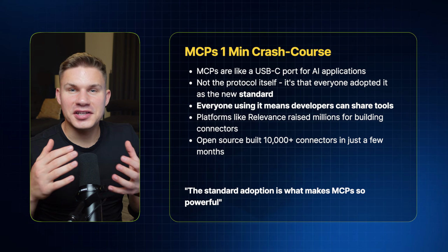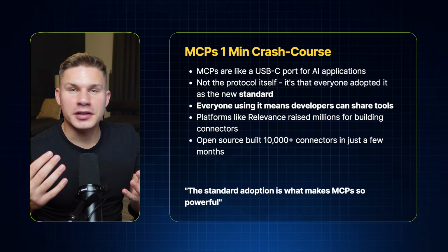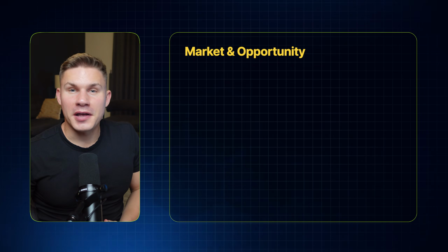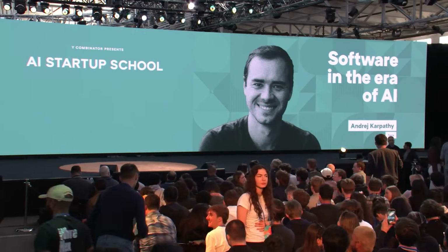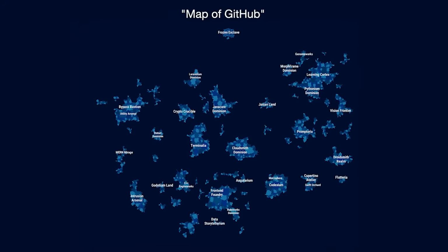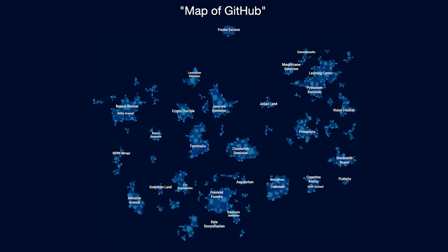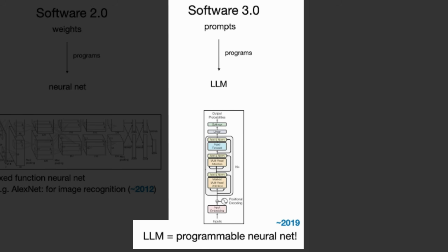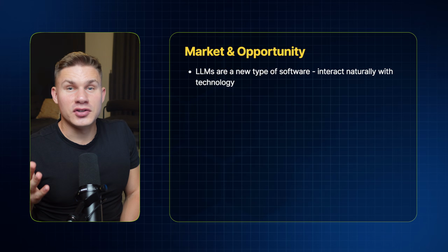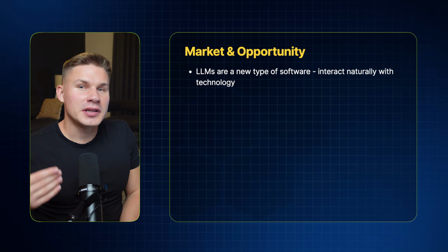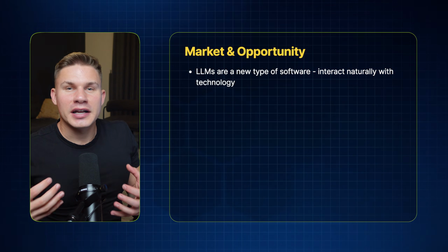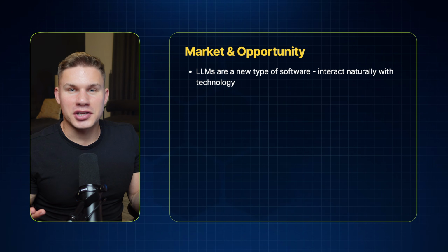But why is this such a massive opportunity, and why now? Well, as Andrej Karpathy mentioned in one of his latest lectures, right now we have a new emerging category of software on GitHub, which is LLMs. LLMs are a new type of software, and what they enable us to do is interact with technology in a much more natural way.